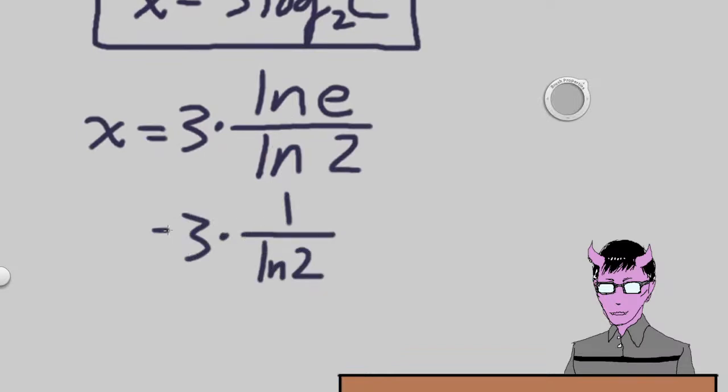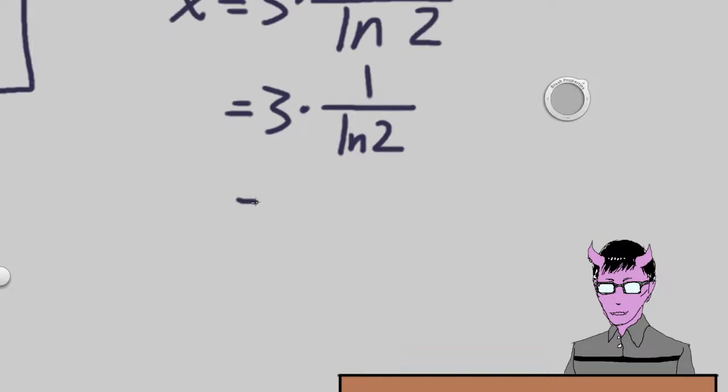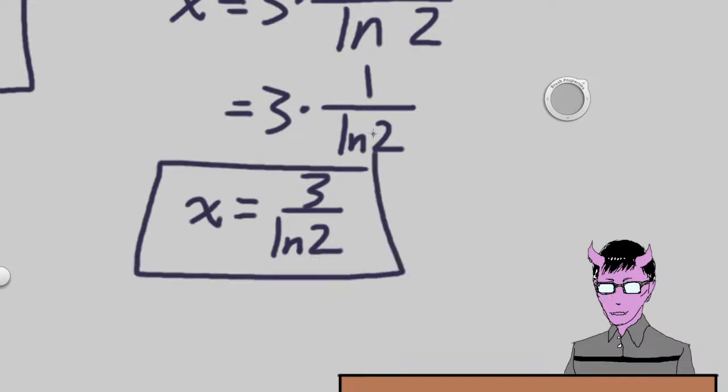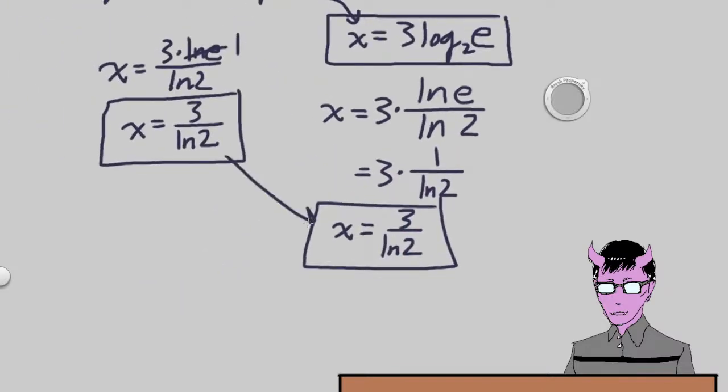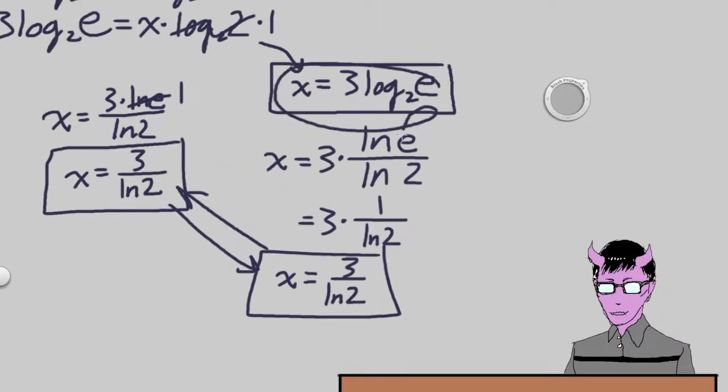And why write it like this when you can multiply? This is technically 3 over 1, so you can multiply it to the top, thereby getting 3 over natural log of 2. Well, there it is, and of course they do match up because they are one and the same. So change of base rule allows this one to match up.